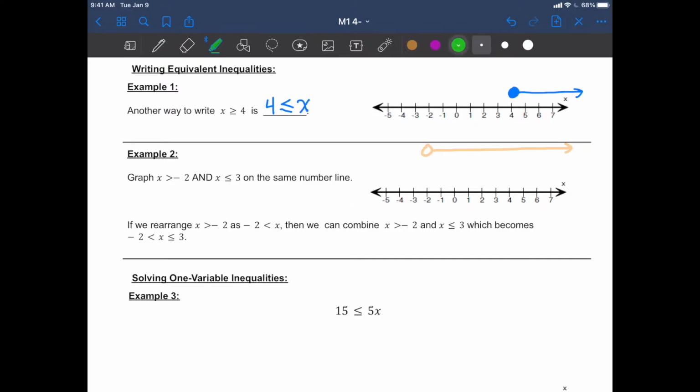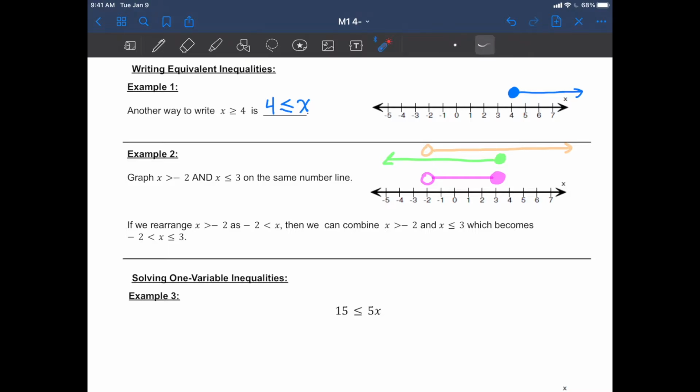Okay, I'll take a different color this time. And x is less than or equal to 3 means I'm going to put a closed circle on 3 and I'm going to move all the way to the left. Now, whatever I graph has to actually match both. It has to satisfy both inequalities. Well, what satisfies both inequalities? Having the open circle on -2, the closed circle on 3, and cutting everything else out.